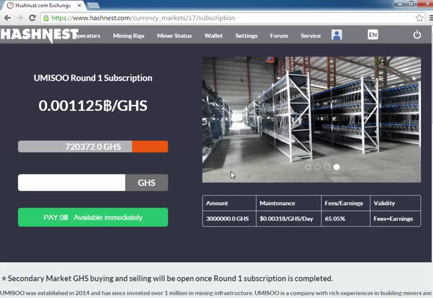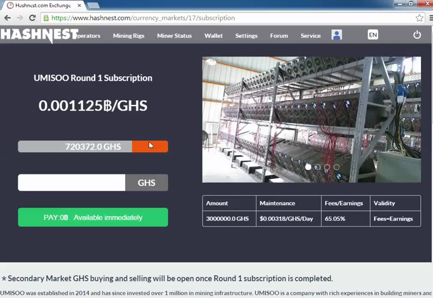And I hope this has helped you decide on a cloud mining site. I hope this has got you interested in cloud mining or Bitcoin mining if you haven't already.